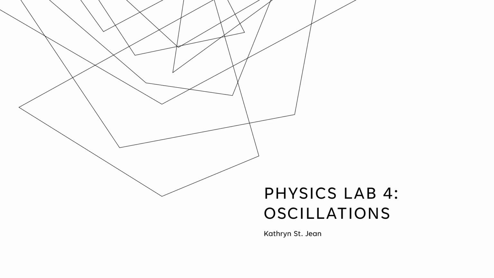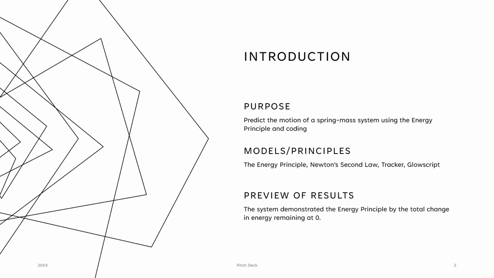Hi, today I'll be talking about Physics Lab 4 Oscillations. So here's my introduction. The purpose of this lab was to predict the motion of a spring mass system using the energy principle and coding.